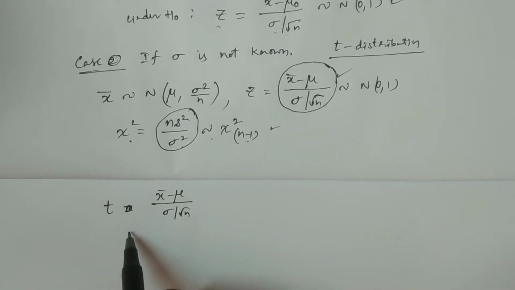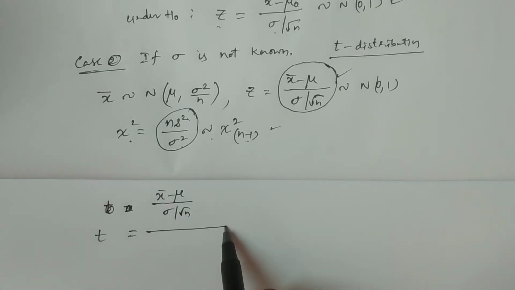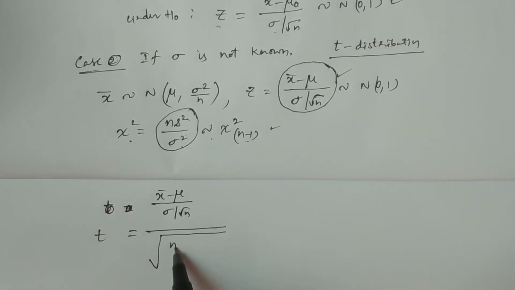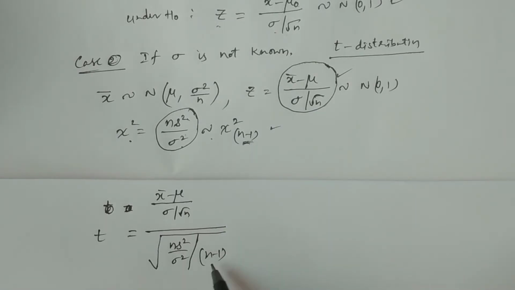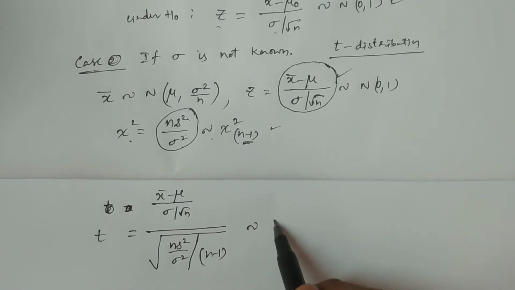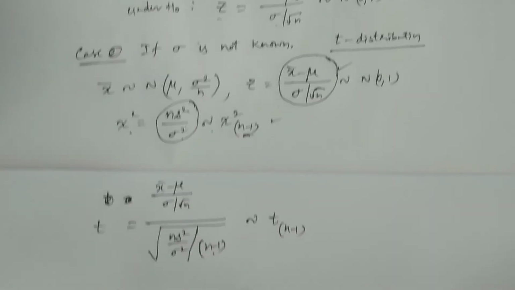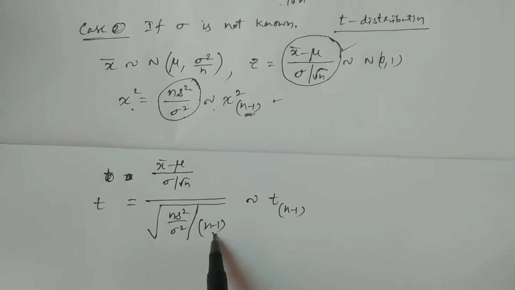Consider clearly, this is equivalent to the normal variate divided by the square root of the chi-square variate. What is the chi-square variate? It is ns square divided by sigma square, divided by its degrees of freedom, which is n minus 1. This follows a t distribution with n minus 1 degrees of freedom, the corresponding degrees of freedom of the chi-square, n minus 1.